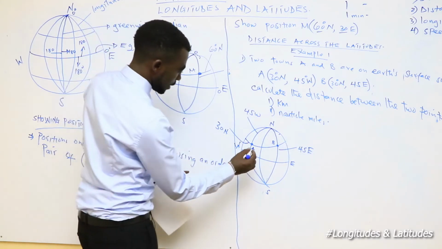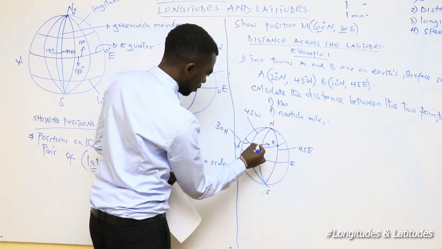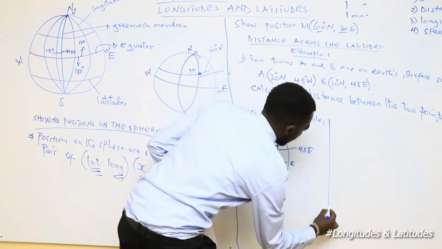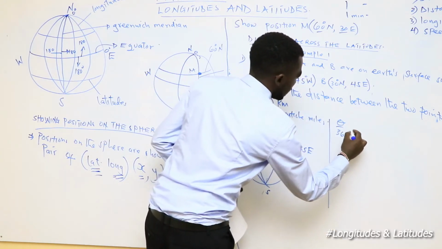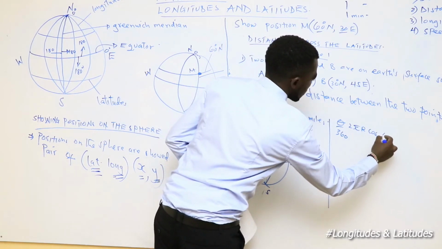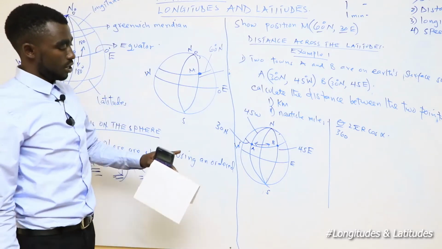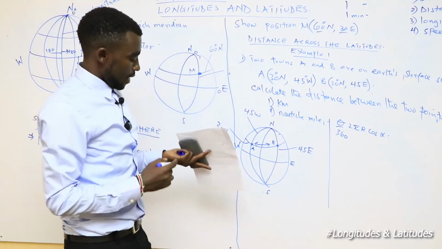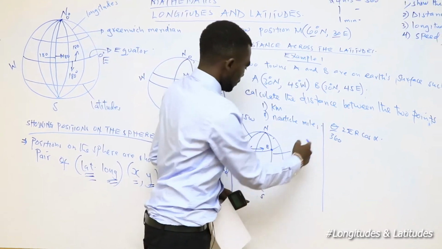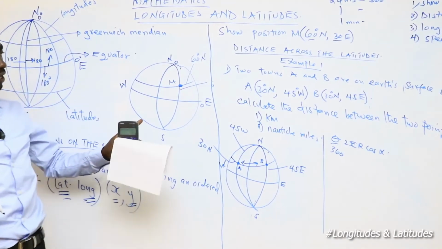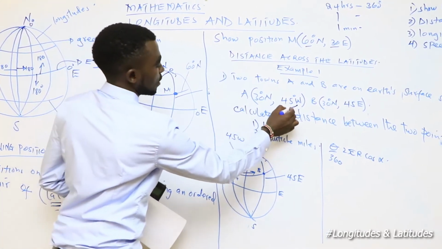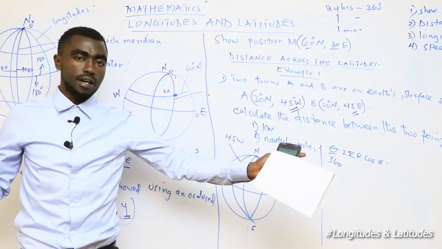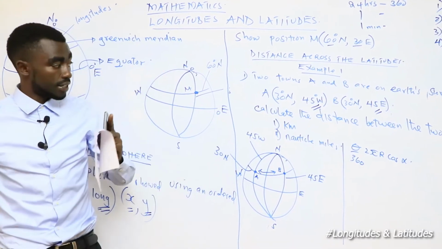So for the distance between the two points, we are getting the distance along the latitude. And the distance along the latitude, students, we calculate using the formula theta over 360 times 2 pi r cos alpha. That's the formula we normally use to calculate the distance across the latitude, either on the sphere or maybe with ships. So theta, we say, is the difference of the longitudes. For example, A is 45 degrees west, and B is 45 degrees east. So A lies 45 degrees west of the Greenwich Meridian, and B lies 45 degrees east of the Greenwich Meridian.